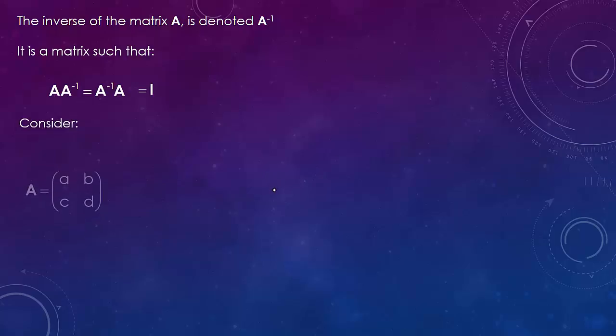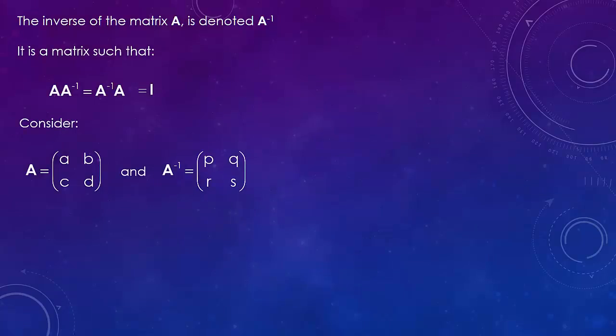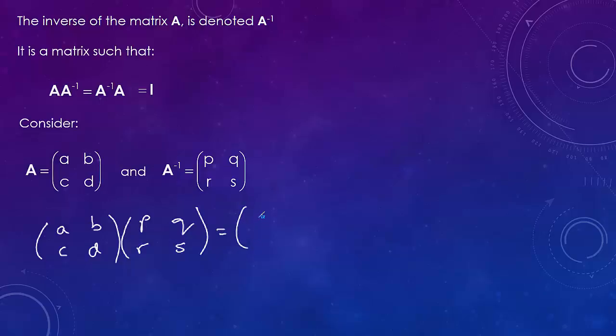So consider A as being the matrix A, B, C, D. And what we're going to do is work through and see if we can find the inverse in terms of A, B, C, and D. In order to do that, we're going to consider that the inverse is this matrix here. So what we're being told is that A, B, C, D multiplied by P, Q, R, S is equal to 1, 0, 0, 1.